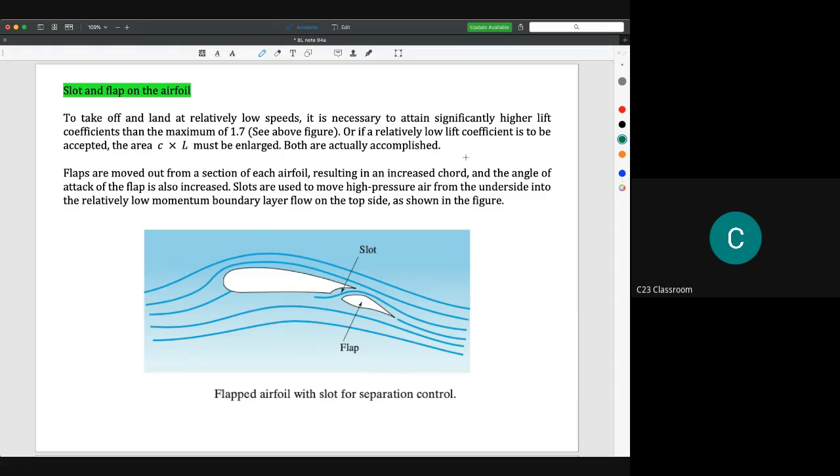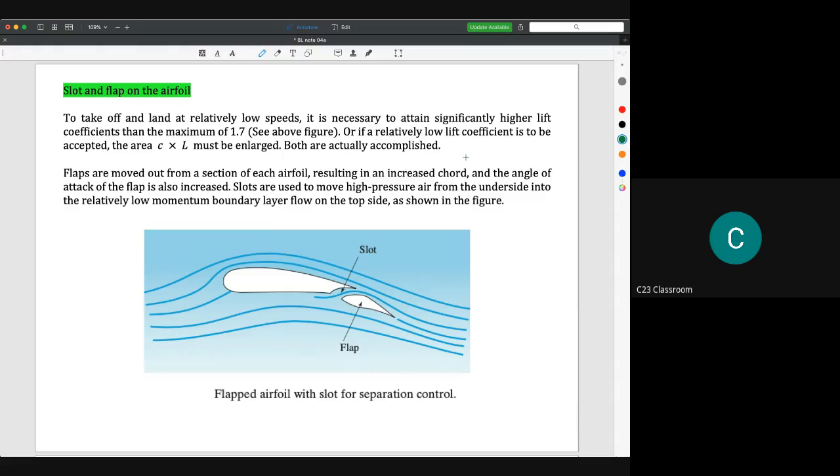To take off and land at relatively low speed, it is necessary to attain a significantly higher lift coefficient than the maximum of 1.7. Or if a relatively low lift coefficient is to be accepted, the area C times L must be enlarged. And both are actually accomplished. Flaps are moved out from a section of each airfoil, resulting in an increased chord, and the angle of attack of the flap is also increased.